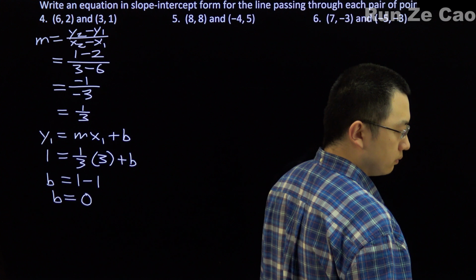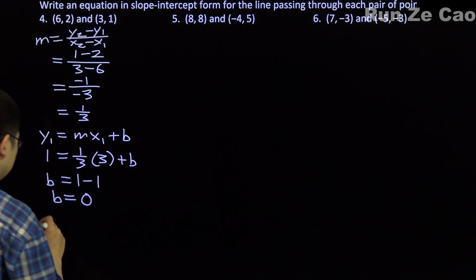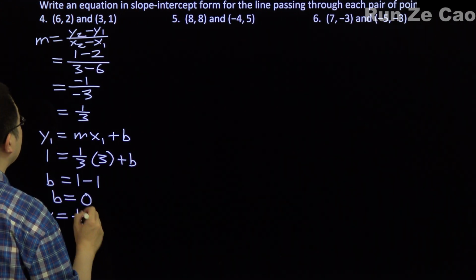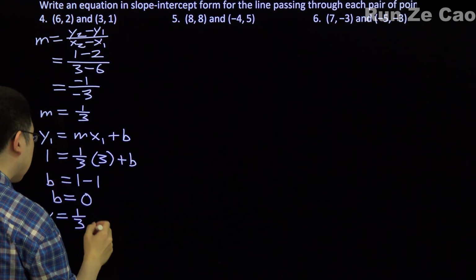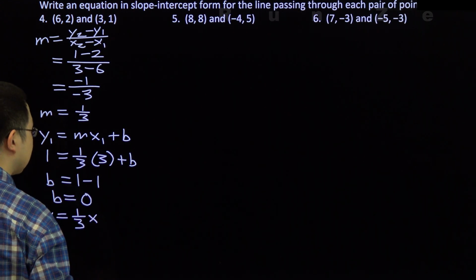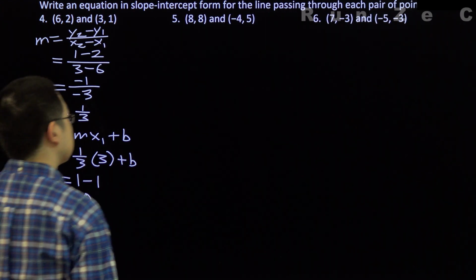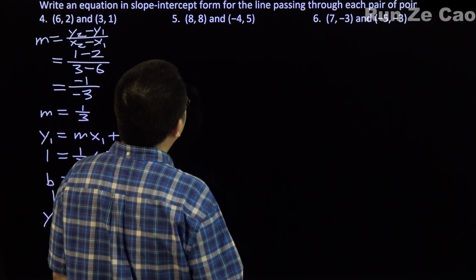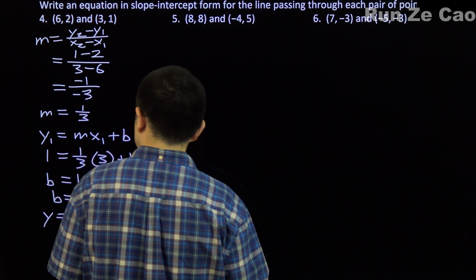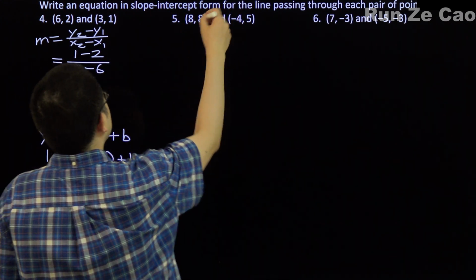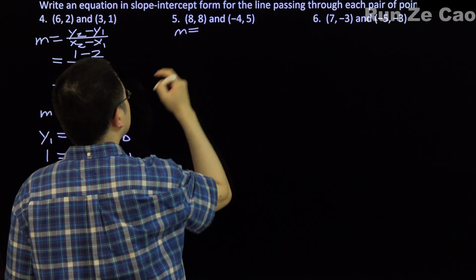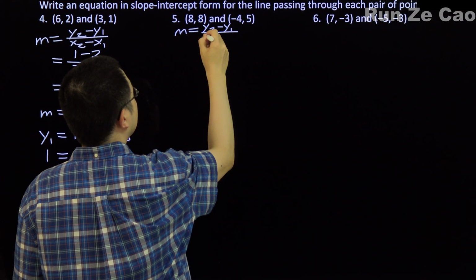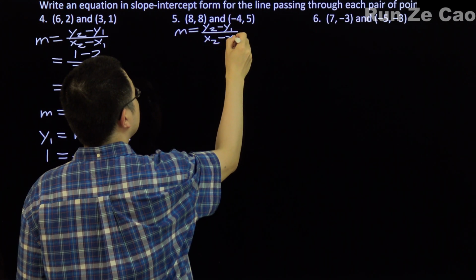So, when you substitute these in, you get y equals 1/3 of, yeah, we should probably label that m, 1/3 of x plus 0. So we don't write that, just 1/3 of x. Now, 8, 8 and negative 4, 5. You have m equals y2 minus y1 over x2 minus x1.